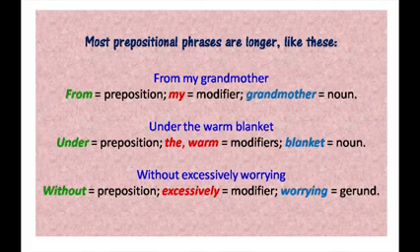Without excessively worrying. Without is the preposition, excessively is the modifier, worrying is the gerund, that is the ing word.